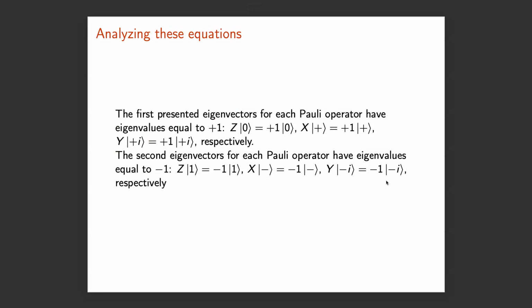And then when we perform the calculations, we see that the first presented eigenvectors for each Pauli operator have these eigenvalues. And then the second eigenvectors for each Pauli operator have these different eigenvalues here, minus 1.